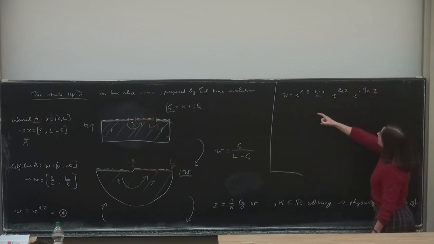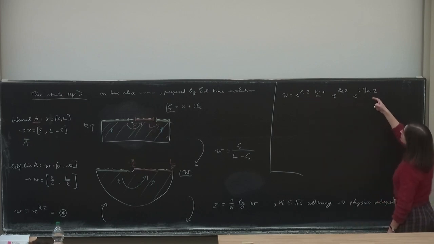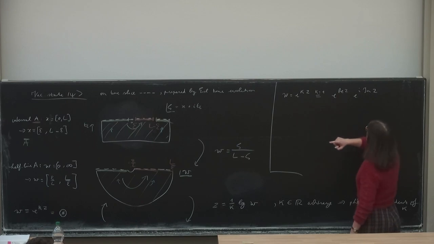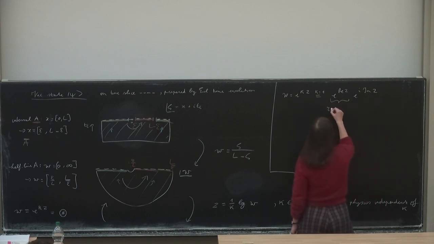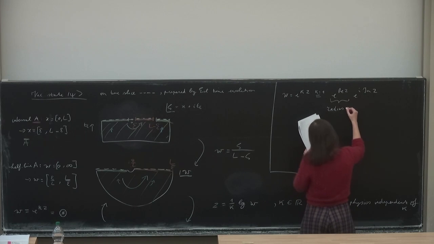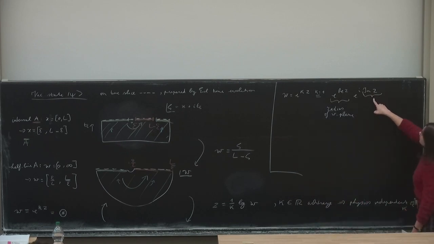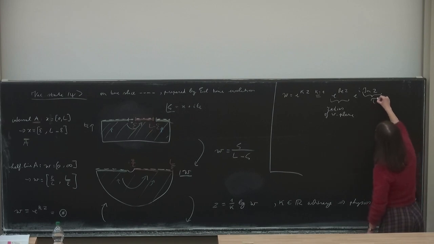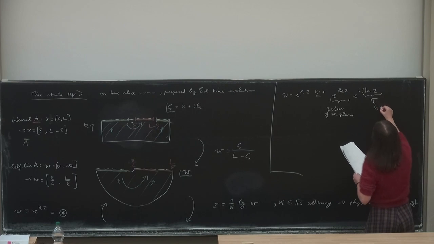So that map says that e to the real part of z times e to the i times the imaginary part of z is equal to w. So that means that in polar coordinates, this here is the radius of my w plane. And the imaginary part of z, which is precisely what we called z time tau, is the angle, the polar angle.